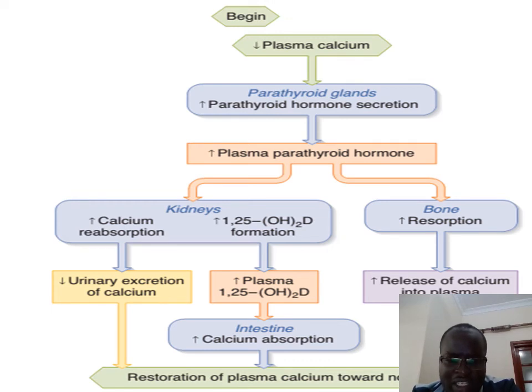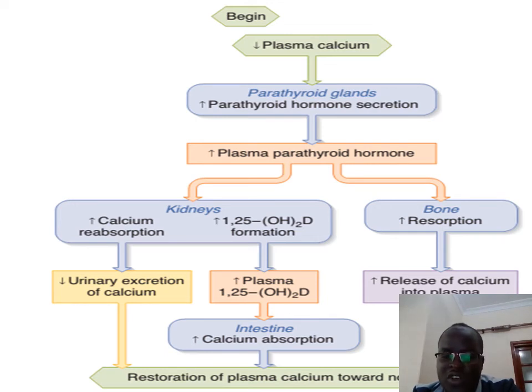On the other hand, if you are reabsorbing a lot of calcium in the kidneys, then you are reducing the urinary excretion of calcium. So what will be excreted in the urine will be reduced because much of the calcium is being absorbed or reabsorbed into the body. That will restore the plasma calcium concentration towards a normal range. So there is restoration of plasma calcium towards the normal range.